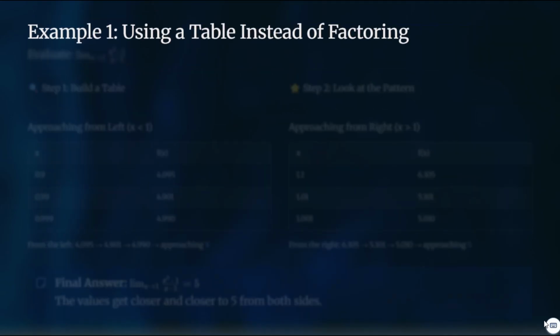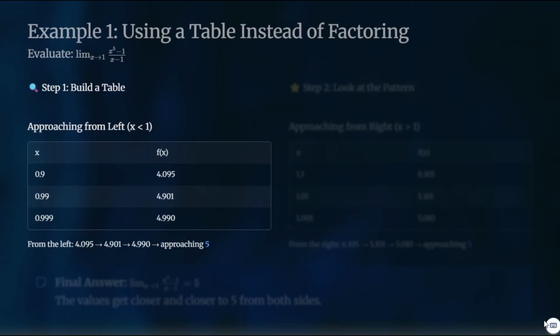Here's our first example. We want to find the limit as x approaches 1 of the function x to the 5th power minus 1 over x minus 1. Clearly, if we substitute x equals 1 into the function, we'll have 0 over 0. We can solve algebraically by factoring and simplifying, but in this case, we will build a table of values to see the behavior of the function as it approaches 1.